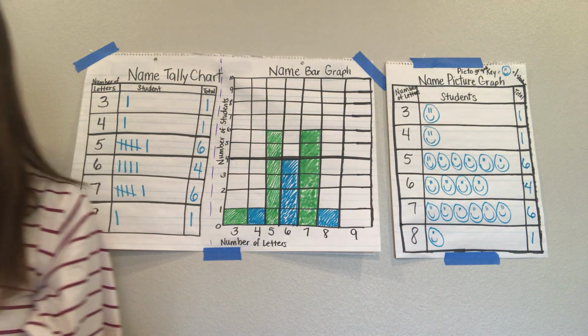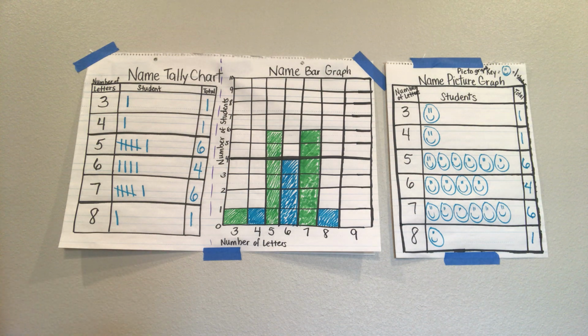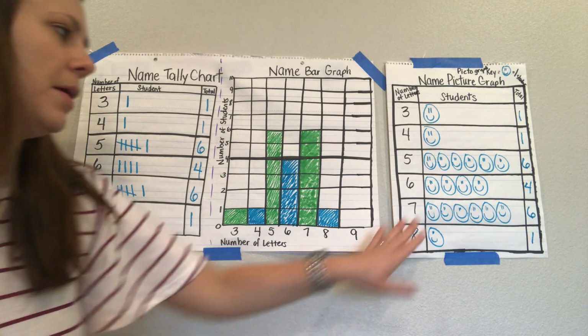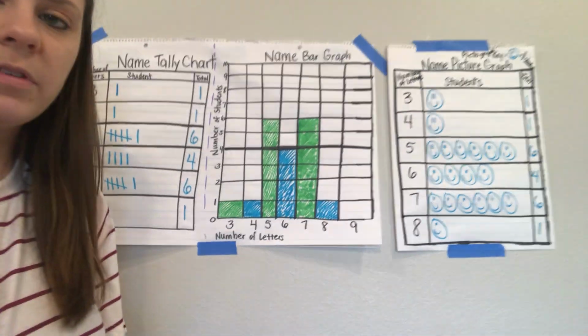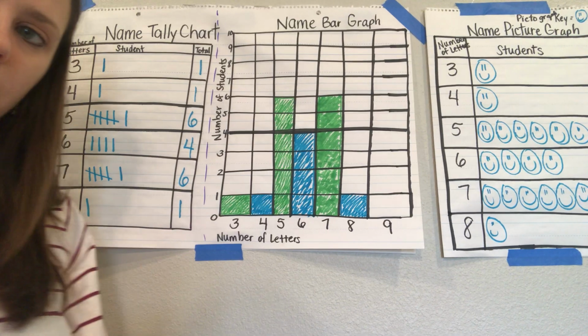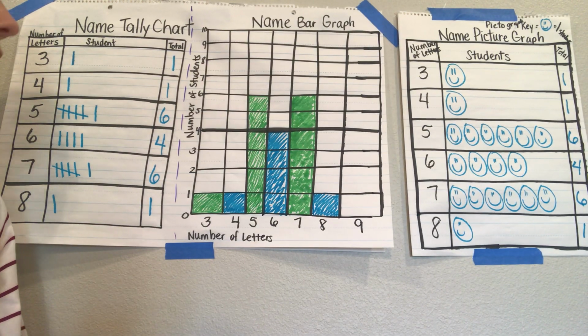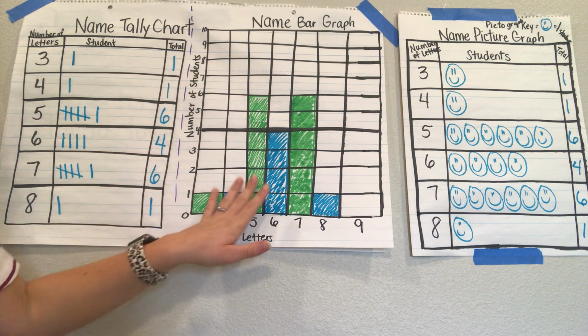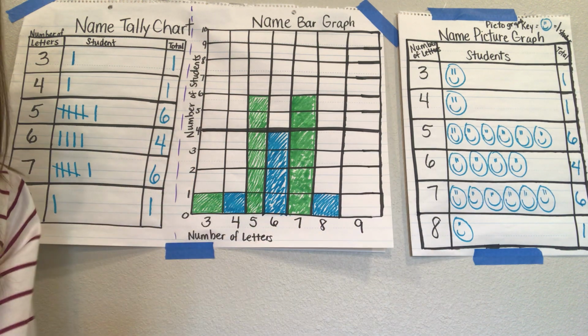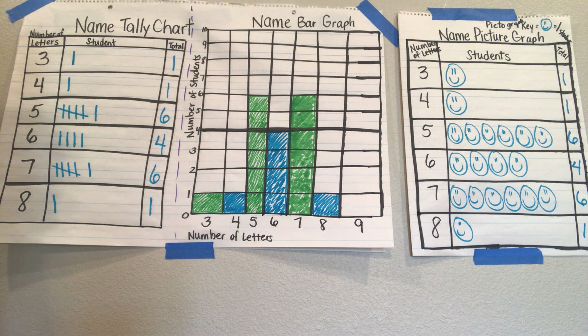All right, so there's our tally chart, our bar graph, and our picture graph, or remember that can also be called a pictograph. So now that we've done the 3 different types of graphs that we will learn about in first grade, I want to ask you a few questions about these graphs. Now, every single one of these graphs shows the exact same thing. It's just in a different way.